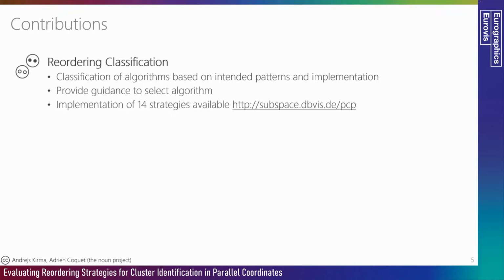Our paper wants to push axis reordering research forward. We make two contributions. First, we provide a classification of reordering algorithms and group them based on their intended patterns and inner workings. This helps to provide guidance in selecting an algorithm for a particular application. We also implemented a set of 14 strategies for a practical usage.